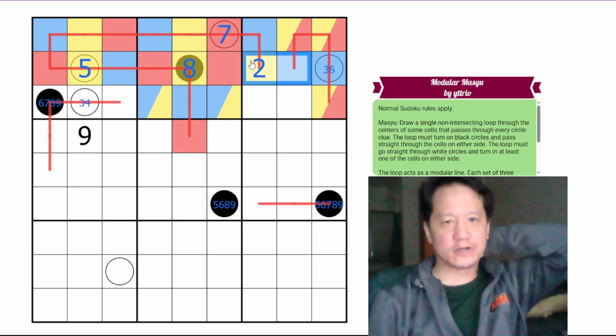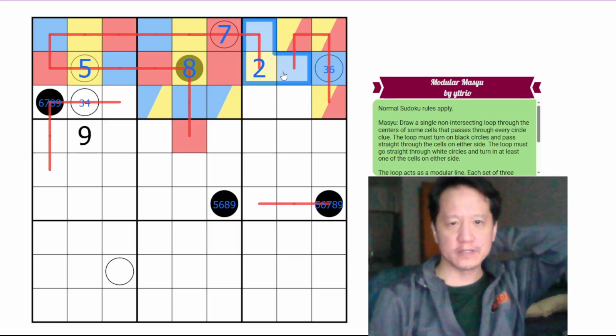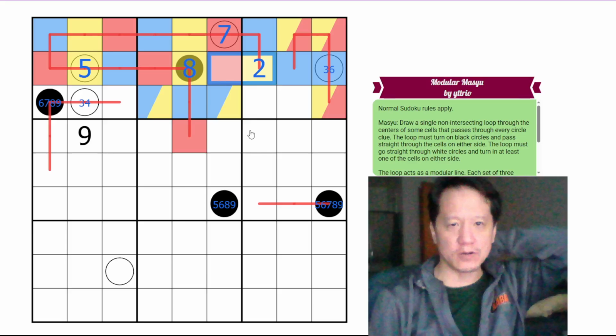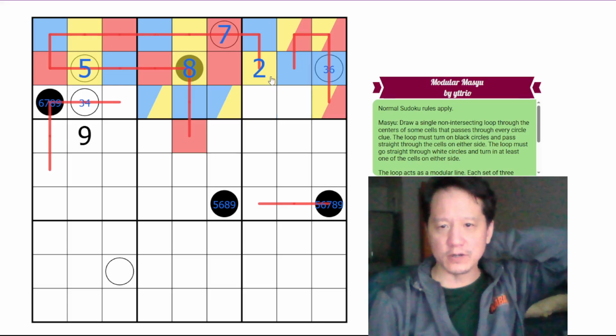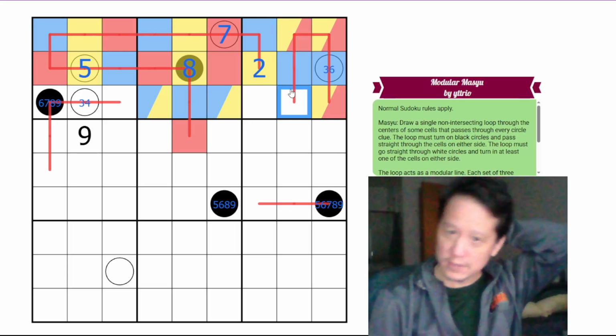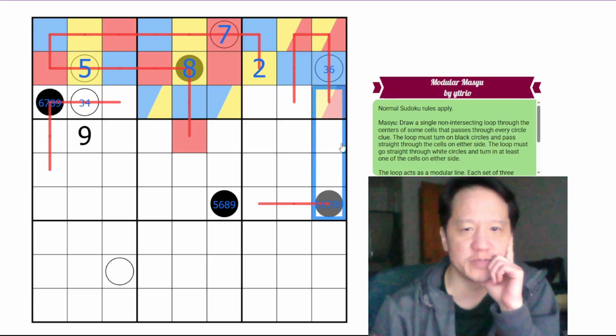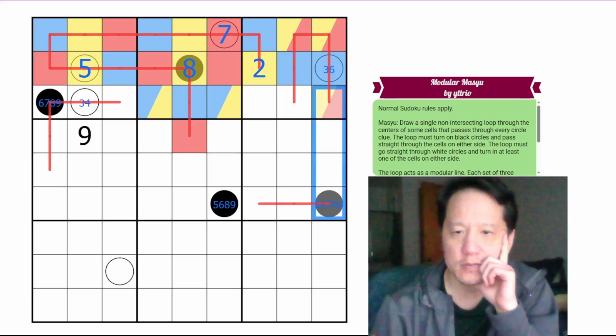This cannot connect to here, because then that would not, these 3 cells would be not connected. This could go here, actually. This can only go here. Oh, I forgot to say that you can only move horizontally and vertically. Ugh. This cannot turn here, so it must be 6 going this way. So then this is done that way.